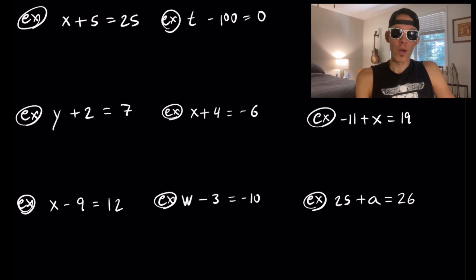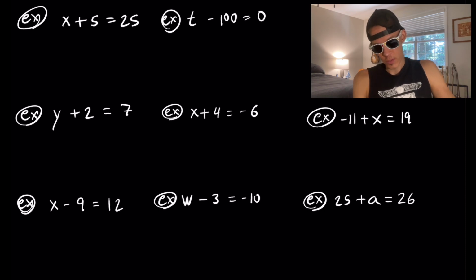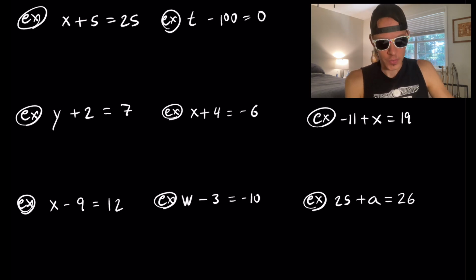Remember, for solving one-step equations, all you need to do is undo whatever's being done to the variable. So this first one over here, x plus 5 is equal to 25. Well, what's happening to my variable? What's happening to x? I'm adding 5 to it. So how do I undo that? Well, opposite of adding 5 is subtracting 5.